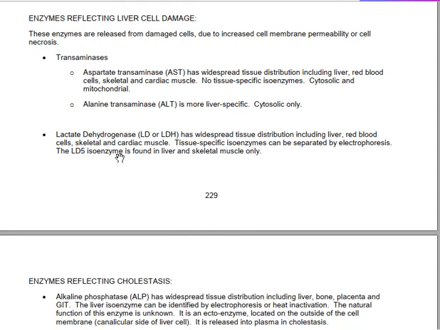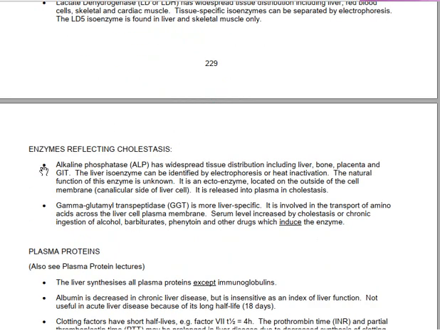Now, the next enzyme that is also involved is lactate dehydrogenase. You need to know that lactate dehydrogenase also has a widespread distribution in the liver, the red blood cell, skeletal muscle, and cardiac muscle. Is it clear? And it has different isoenzymes. The isoenzyme that is specific for the liver is the LD5 isoenzyme of the lactate dehydrogenase. The next one, you can have other enzymes like alkaline phosphatase, which has a widespread distribution.